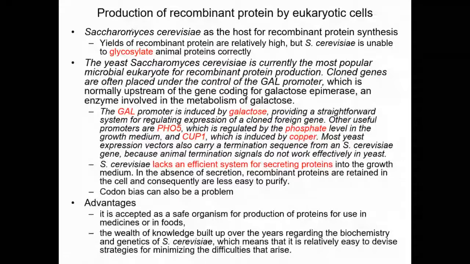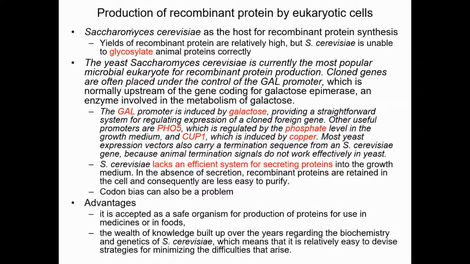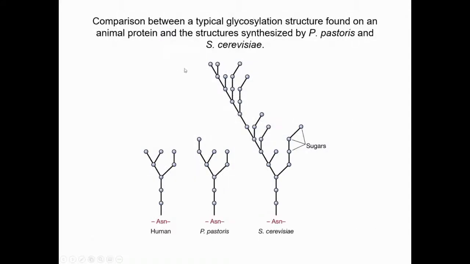You can use a eukaryotic cell to produce those proteins. So for example, Saccharomyces cerevisiae can be the host for recombinant protein synthesis. The yield is relatively high, but Saccharomyces cerevisiae cannot glycosylate the animal protein correctly as well. But another one here, P. pastoris, this one can glycosylate the protein.